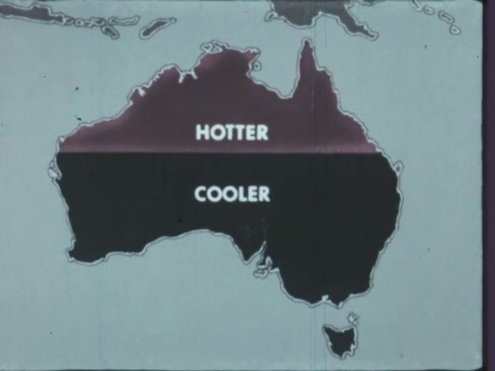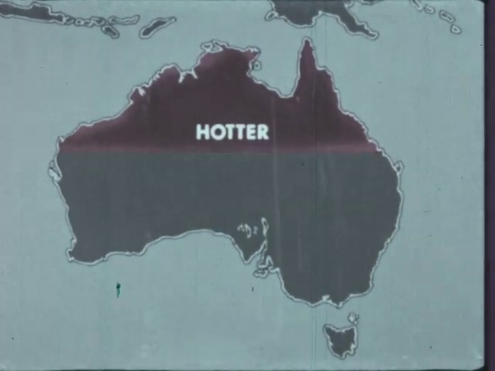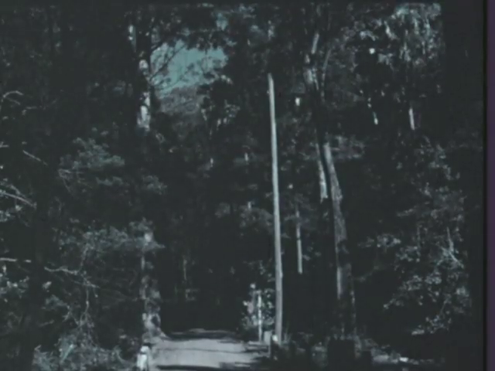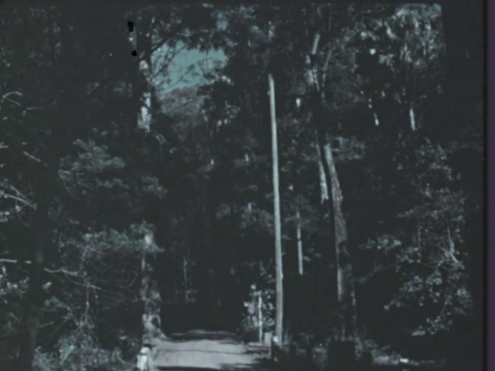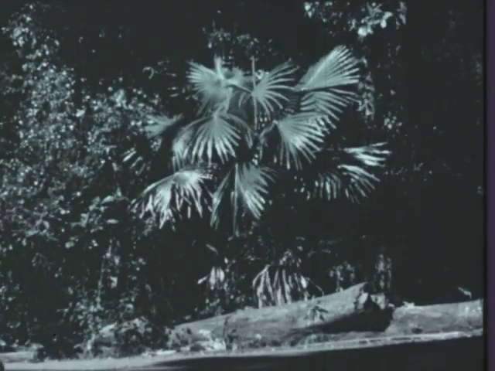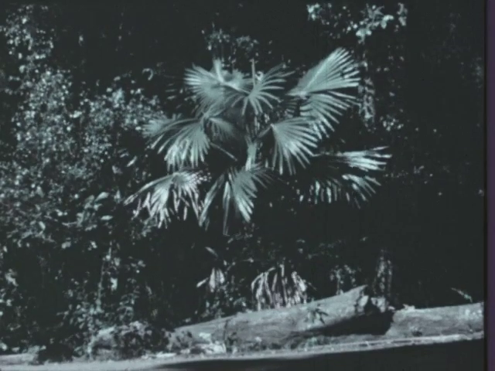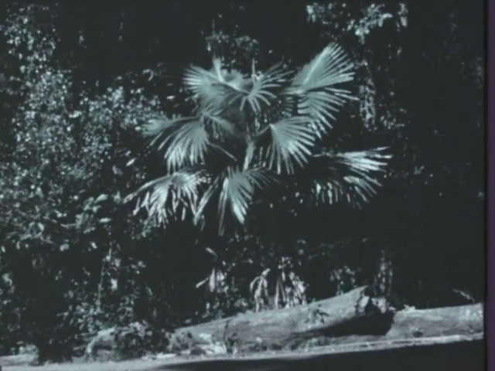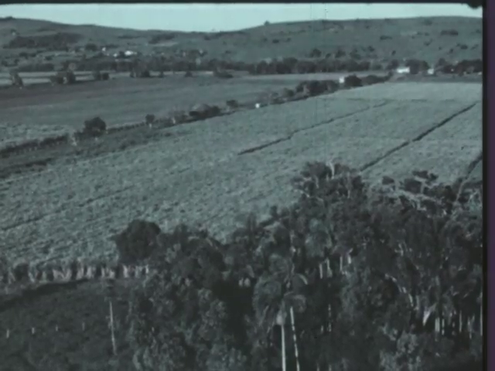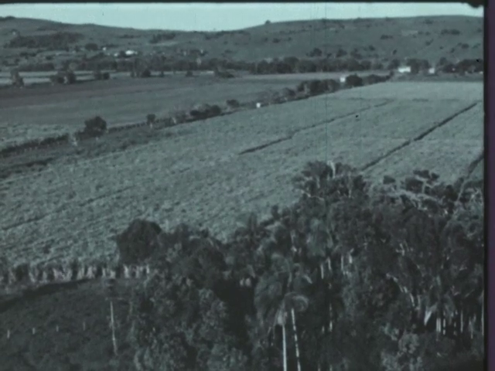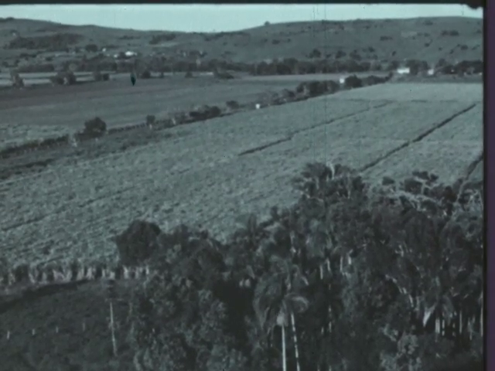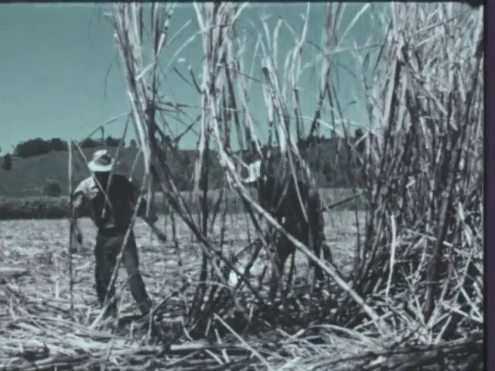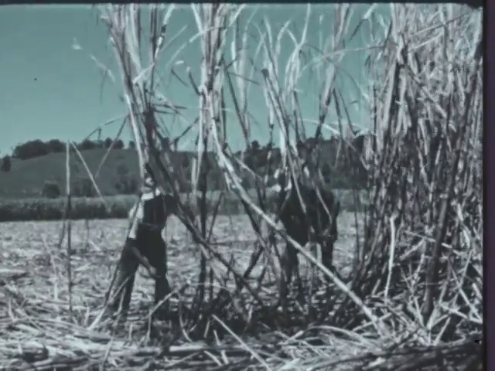What do you think grows in the hot regions of the north? There are tropical forests. Great trees and thick jungle-like growth remind us of the tropical forests of other hot, wet lands near the equator. Fields of sugarcane are another sight we associate with hot, wet lands. Sugarcane grows well in the coastlands of northern and eastern Australia.